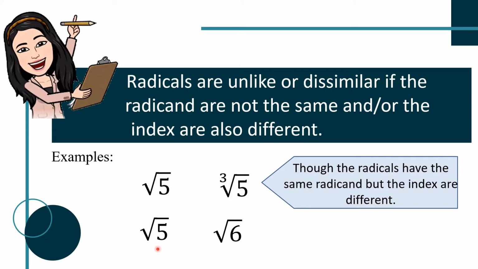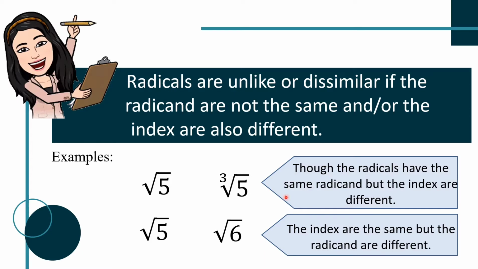Let's have another. We have square root of 5 and square root of 6. Here, parehas naman sila ng indices, which are 2. But their radicands, look, we have 5 and we have 6. So, magkaiba sila ng radicand. Meaning to say, they are still dissimilar radicals.